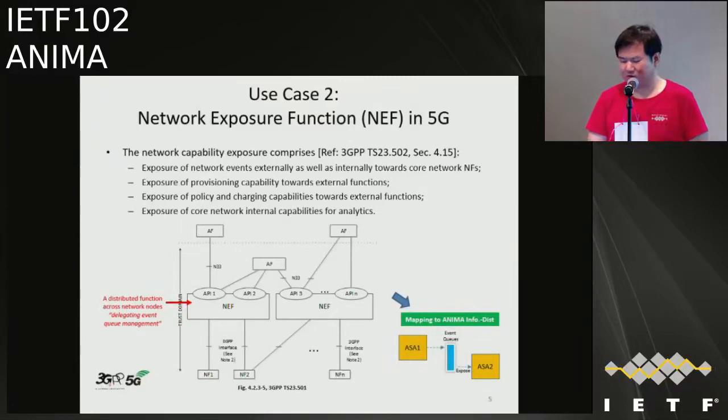This one is about the event queue. As we can see in the middle, the network exposure function collects the events from multiple network functions below, and prioritizes these events to sort out which one should be immediately sent to the relevant application function and which one could be held for a second. So that's a reference scenario for the event queue.